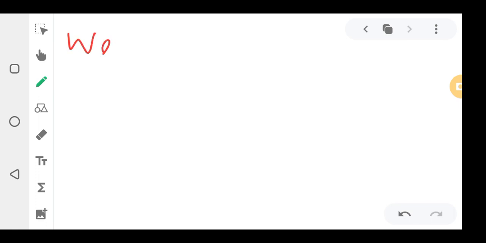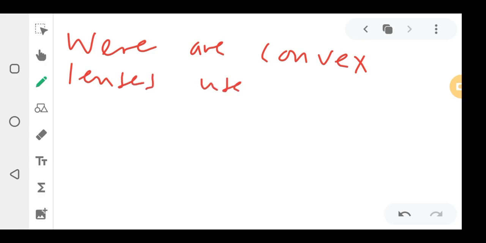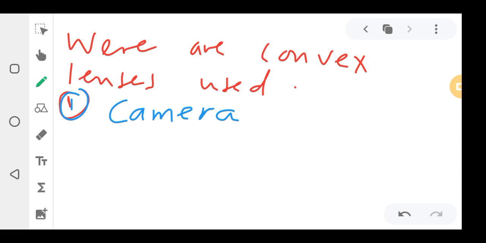Where are convex lenses used? Where do you think they are used? Most convex lenses are used in cameras. For example, you go to a studio to get pictures, or you're using your phone camera to take pictures and selfies. The lenses inside the camera are called convex lenses.